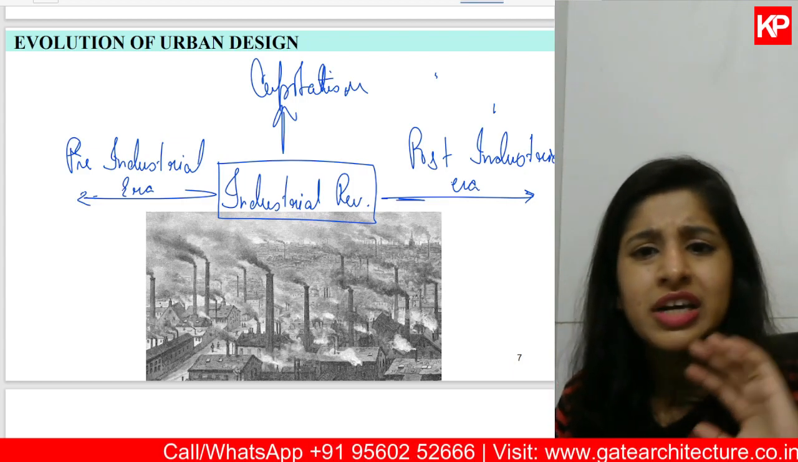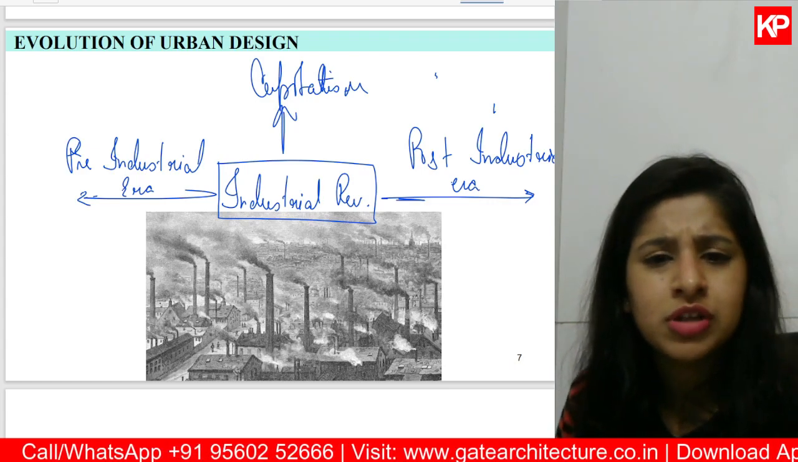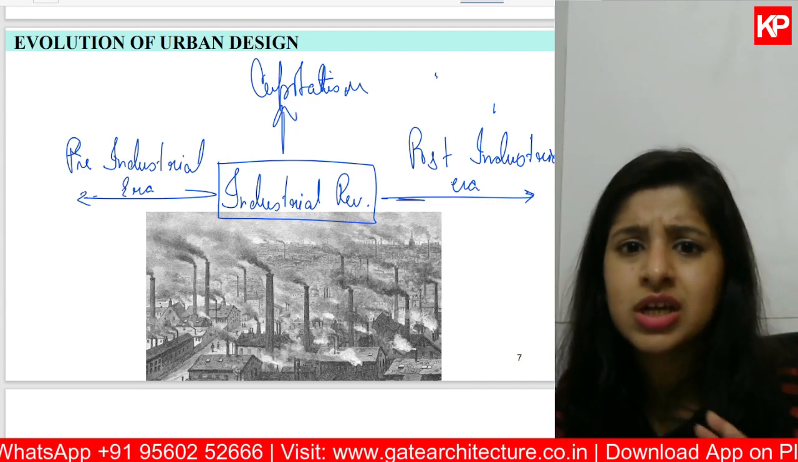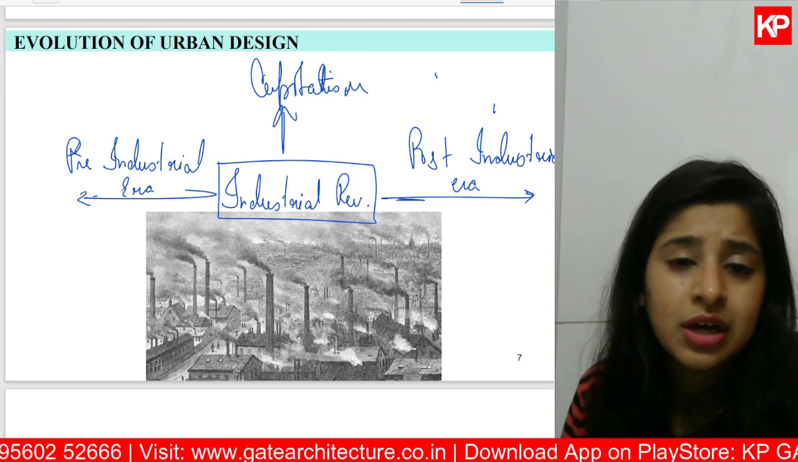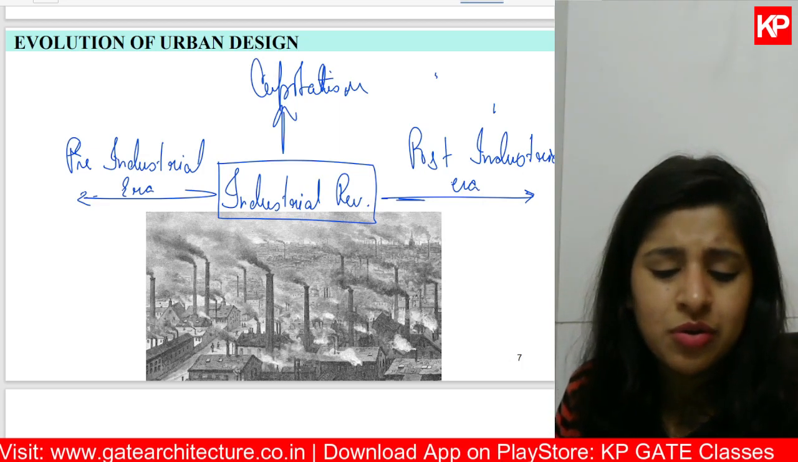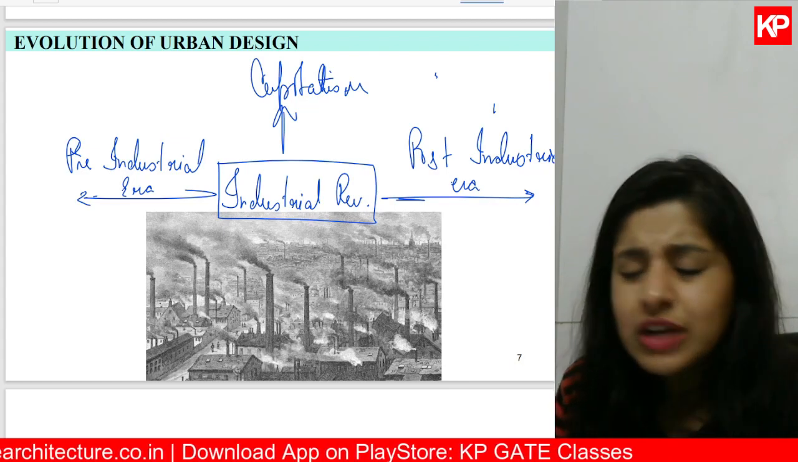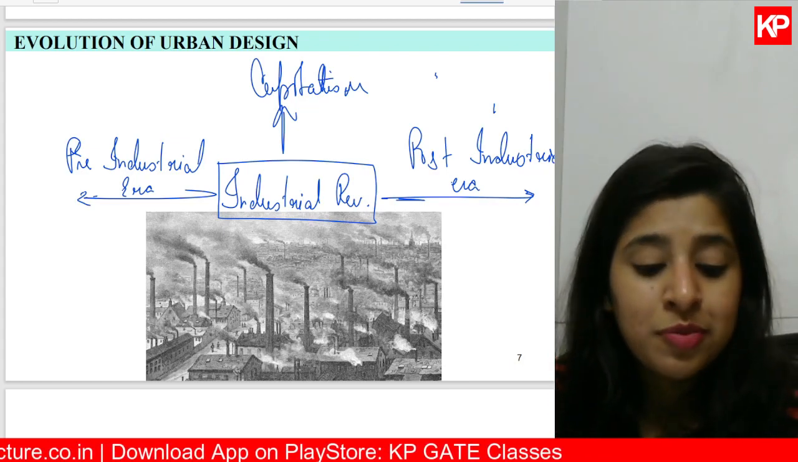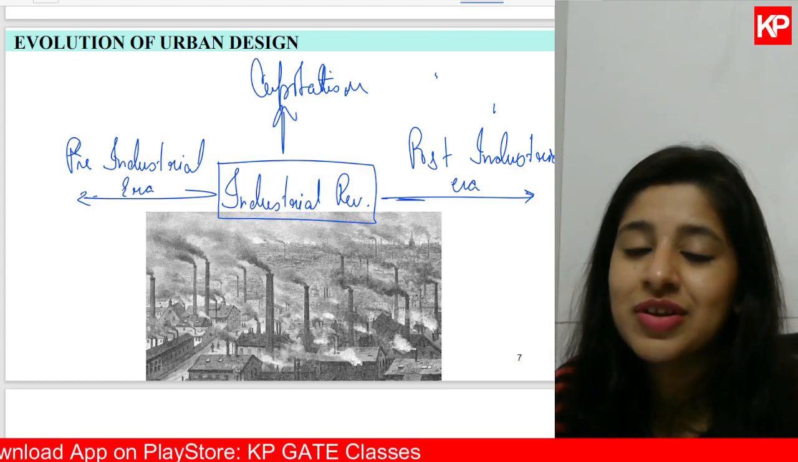Everything was very dingy. There were a lot of factories being set up. People were gathering all around these factories in very congested housing, congested tenements. They did not have proper sunlight, proper space, proper hygienic conditions, sanitary conditions. People were getting sick. There were a lot of epidemics that were breaking out. So it was a very dark era all in all for urban design. But even the darkest cloud has a silver lining.